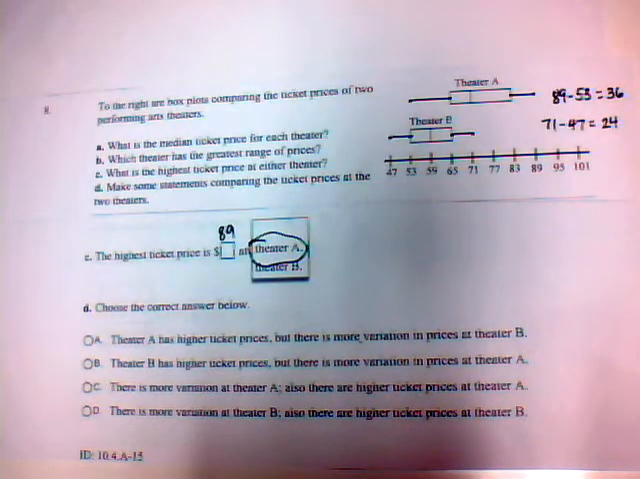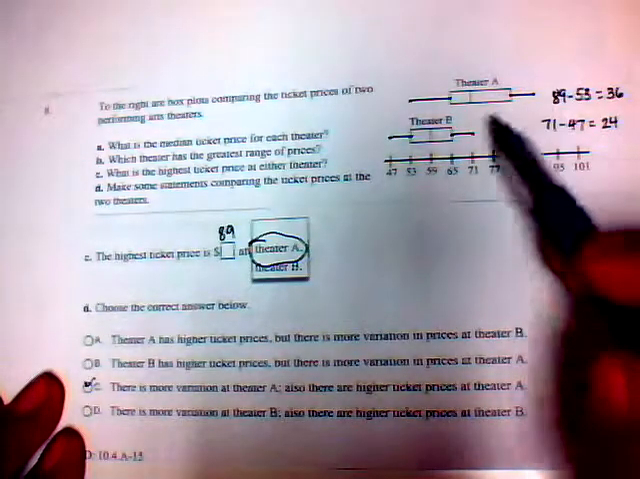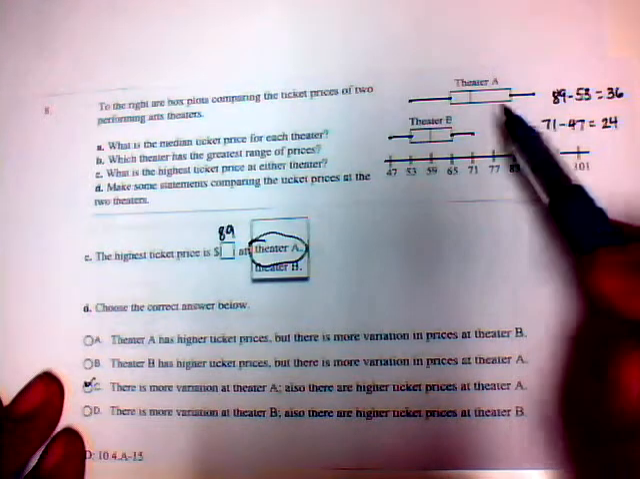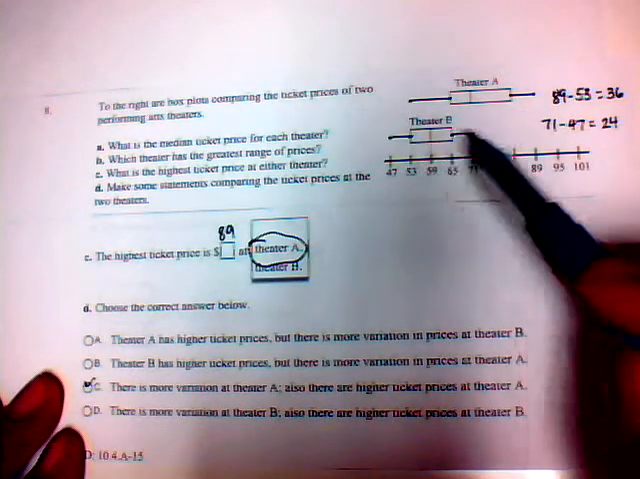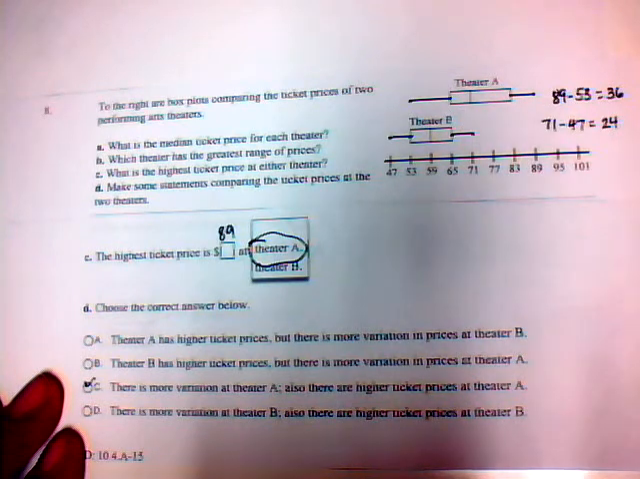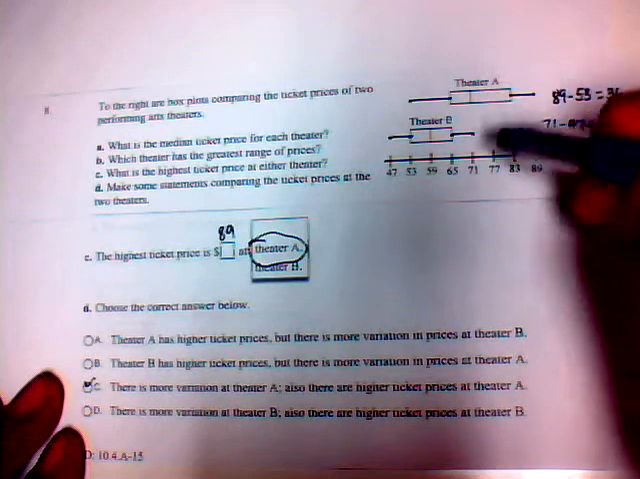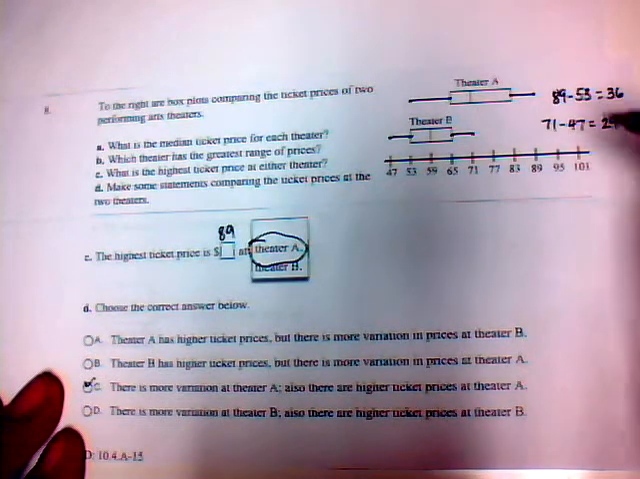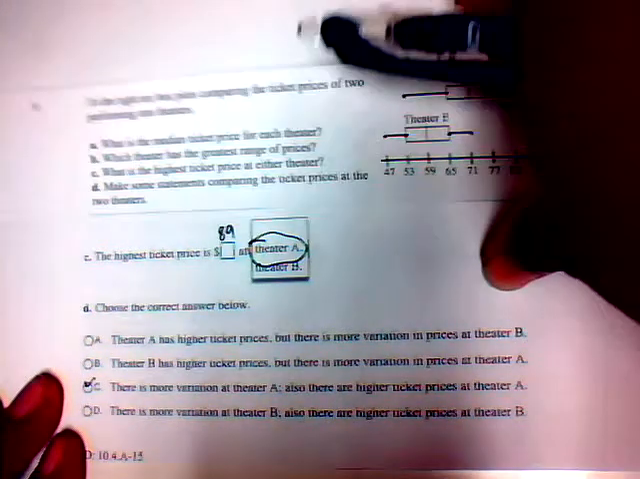In this particular case here, I would choose this one. Because of the variation, there's more variation in theater A than it is in theater B. Also, theater A has the higher price tickets. Okay? Because theater B's highest price ticket is the median of theater A. Okay, let's look at problem number 9.